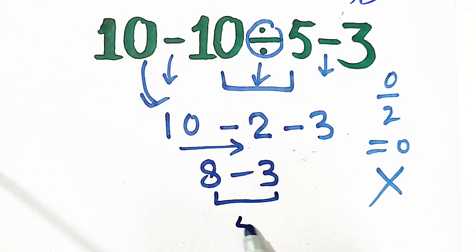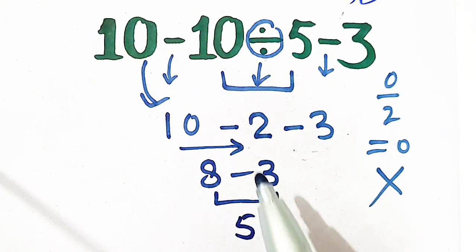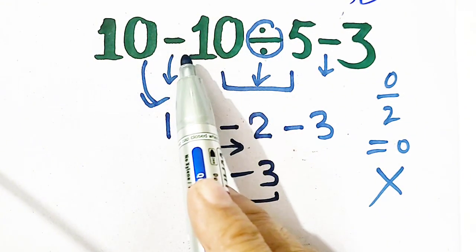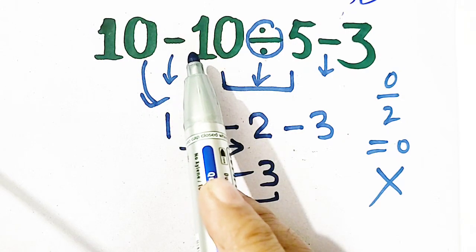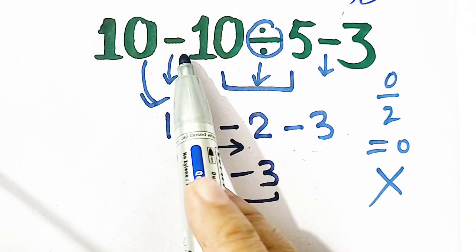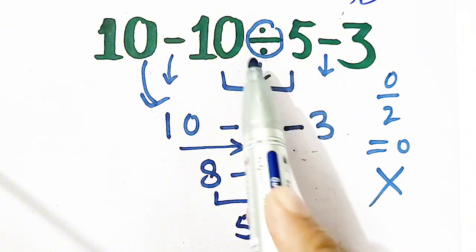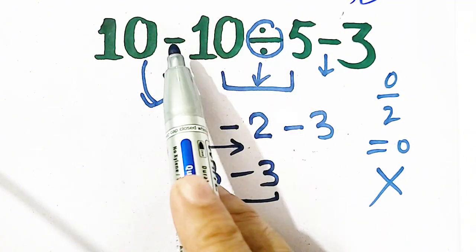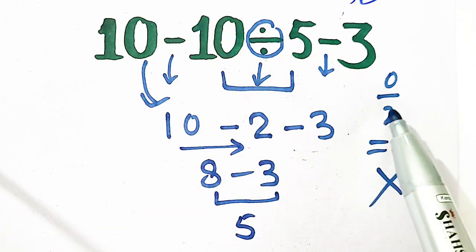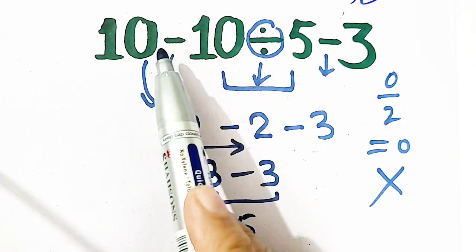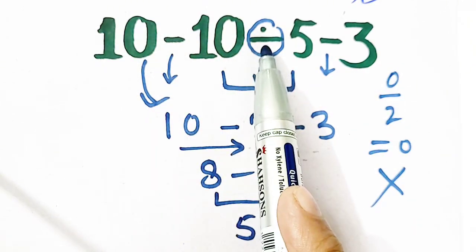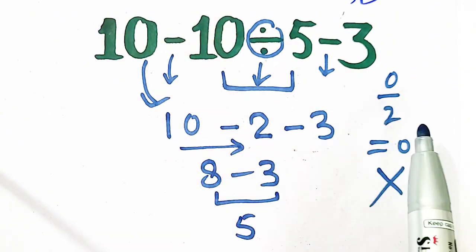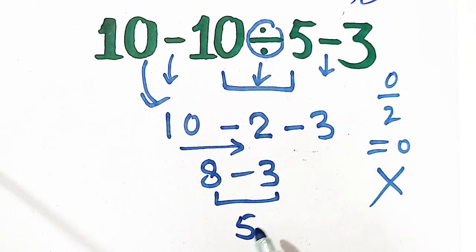It is 5. So, in the first case, 10 minus 10 was our priority, but that was not correct, because the correct order of operation is, first of all, division and then subtraction. But in the previous case, we solved subtraction first and division at last. That was our mistake. So after obeying PEMDAS, our answer is 5, which is the correct answer.